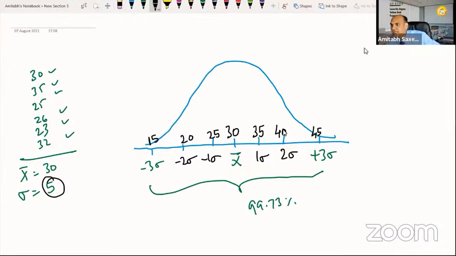So Neha is telling, okay, request you to explain. Okay, so let me explain. This is the average, 30 minutes, you understood? One standard deviation is how much? 5. 1 into 5 is 5. So 30 plus 5 is 35. 35 plus 5 is 40. 40 plus 5 is 45. And so on and so forth.